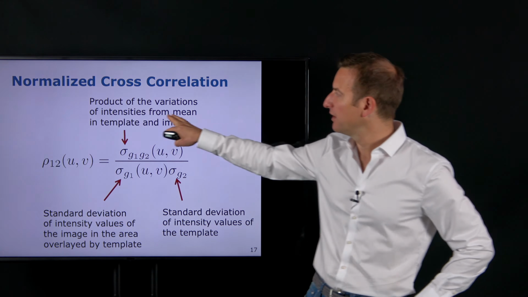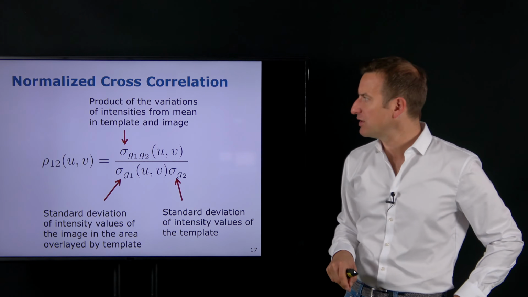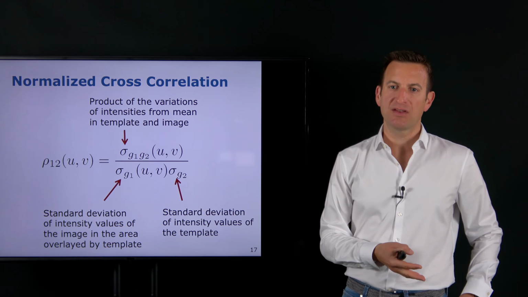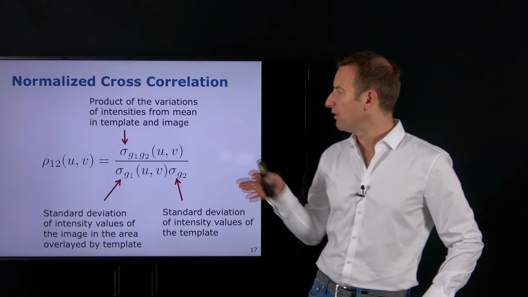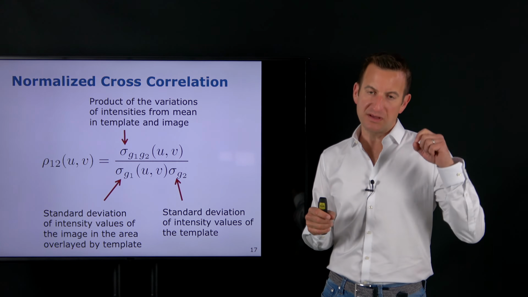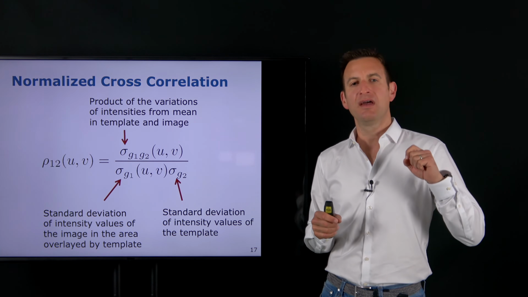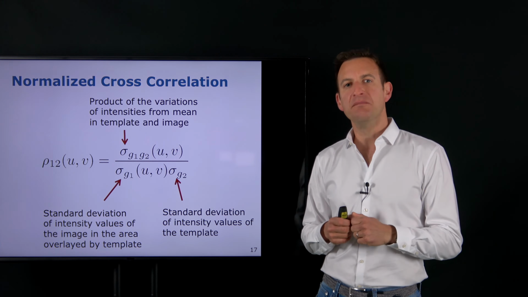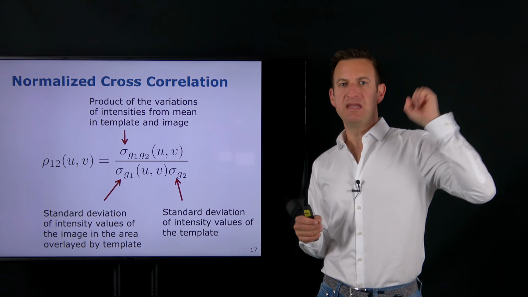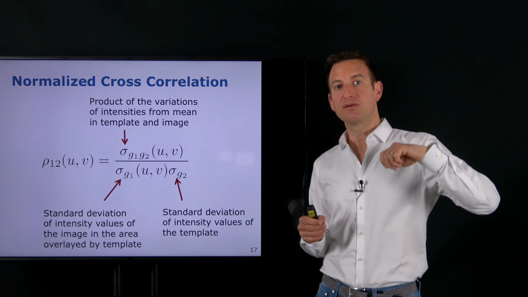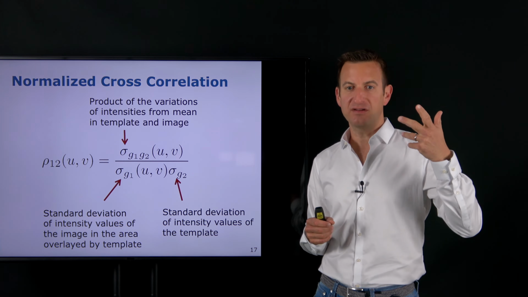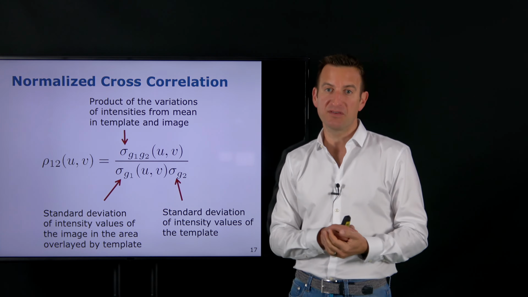So the first part is the product of the variations of intensity values from the mean in the template image as well as in my original image. So I'm basically looking at how far the individual intensity values differ from their mean intensity value. This means, for example, if I shift the mean in one of those images, but I'm only looking at the variations of the intensity values, this will give me the same result.